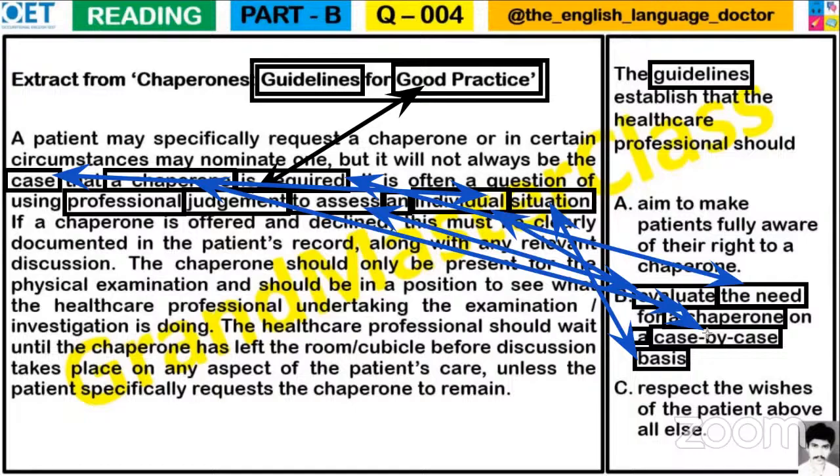A patient may request a chaperone, but in certain circumstances may nominate one. But it will not always be the case. That means, how will you respect the patient's wish? If it is not necessary, why still do you want to give one? It is already saying that a patient may specifically request, not should. Here the word is should. That already contradicts. How can should be may? Should is 100%. May is 50%. Don't you know that?